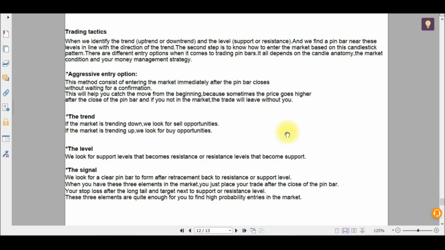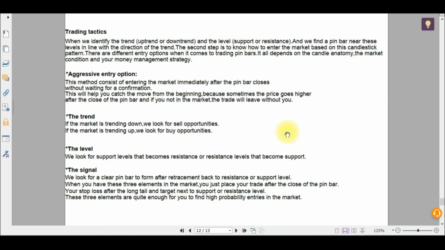The second tactic, we call it the trend. If the market is trending down, we look for selling opportunities. If the market is trending up, we look for buying opportunities. And then the levels, remember, we have the support and resistance. We look for support levels that become resistance, or resistance levels that become support. So right when it changes from being resistance to support, or from support to resistance, and it forms that candlestick, that means it's our opportunity to take those trades, because that will be a confirmed, very strong trade to take.